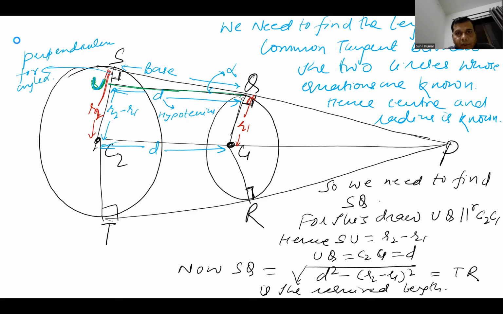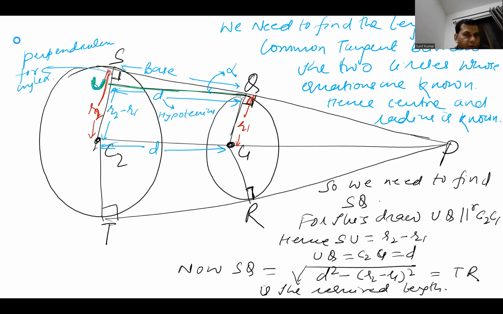Now the unknown quantity SQ, which is the length of the common tangent, can easily be found out using Pythagoras theorem. Hypotenuse square minus perpendicular square and then square root. So the required length will be square root of D square minus R2 minus R1 whole square. And that is also equal to TR. So you can easily remember this formula and you can easily derive this formula.